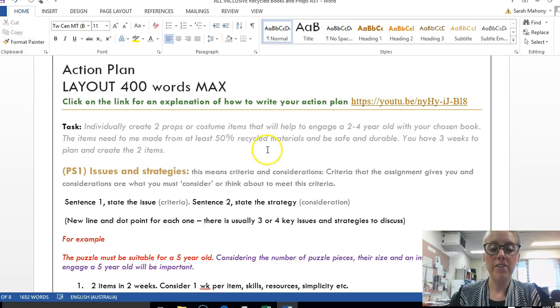All right. If you have any further questions, please always ask in class. Otherwise, use this as a guide for writing your action plan.